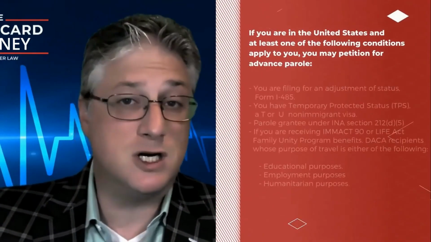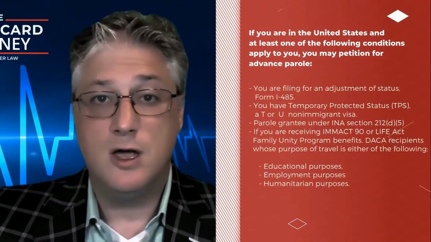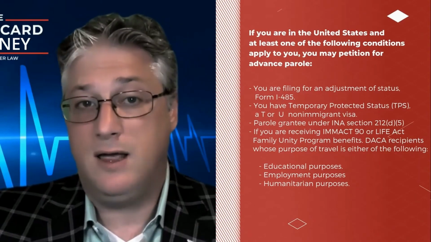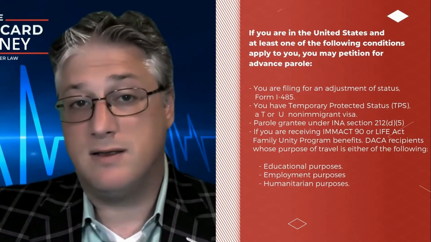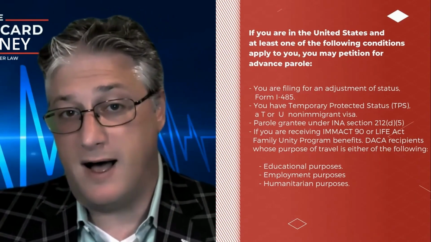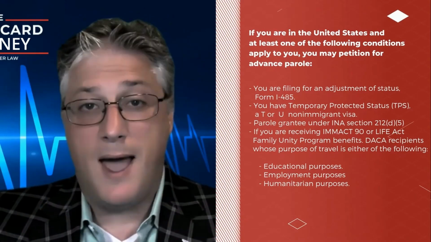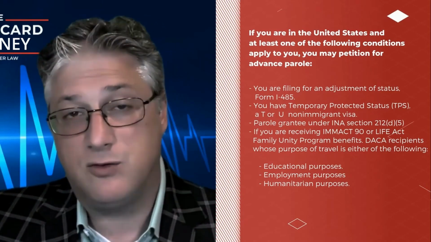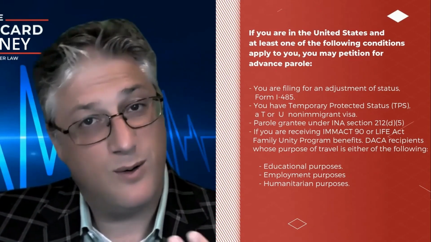If you're in the United States and at least one of the following conditions apply, you can apply for advanced parole. You are filing for adjustment of status, Form I-485. You have temporary protected status, or a T or a U visa. Parole was granted under INA Section 212(d)(5). If you are receiving IMMACT 90 or LIFE Act Family Unity Program benefits, that's one of those things that you either know of it or you don't.